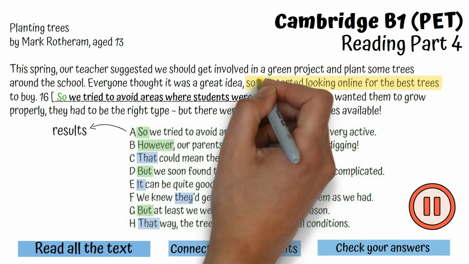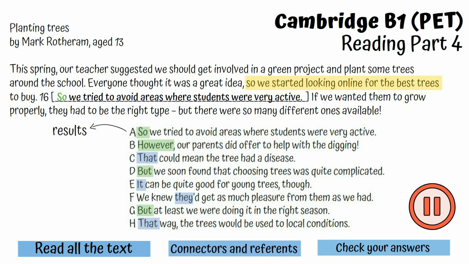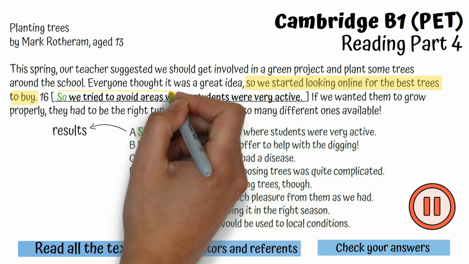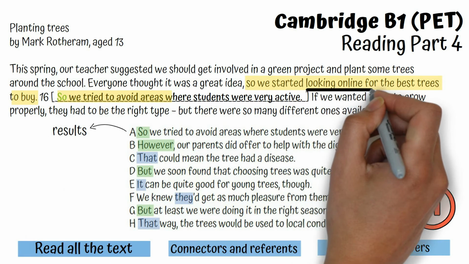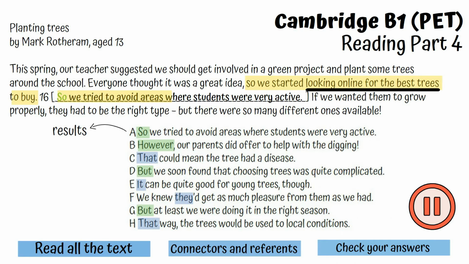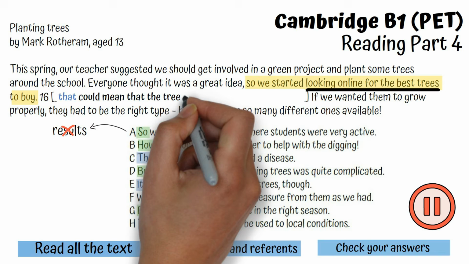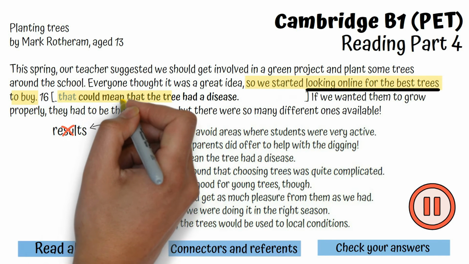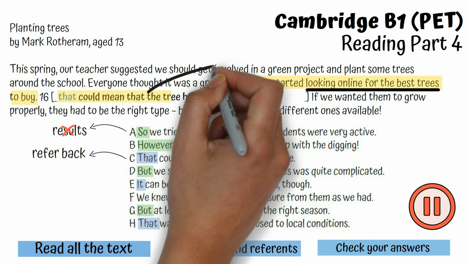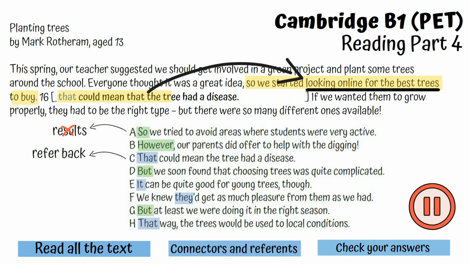The previous sentence says, so we started looking for the best trees to buy. Is our sentence, so we tried to avoid areas, the result of looking online for the best trees to buy? No, it isn't. So this cannot be the correct answer. Let's take a look at another sentence. That could mean that the trees had a disease. Does our sentence, that could mean, refer back to the previous sentence, looking online for the best trees to buy? No, it does not. It does not make sense.